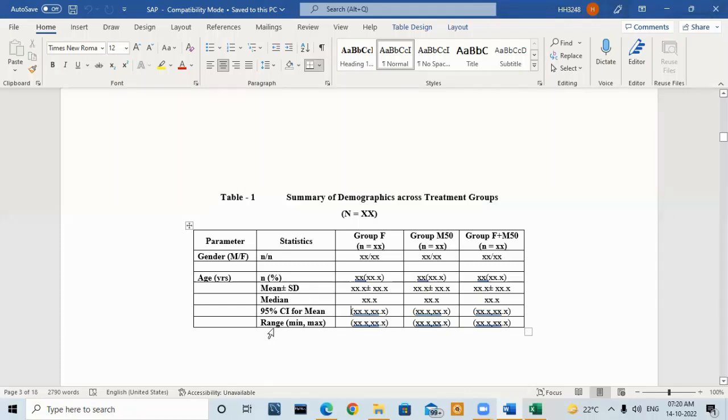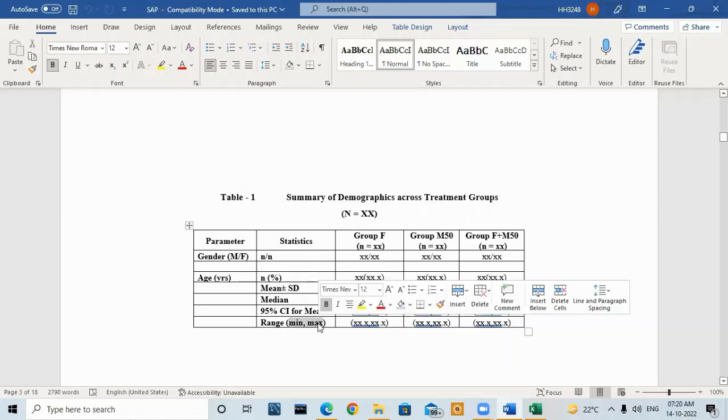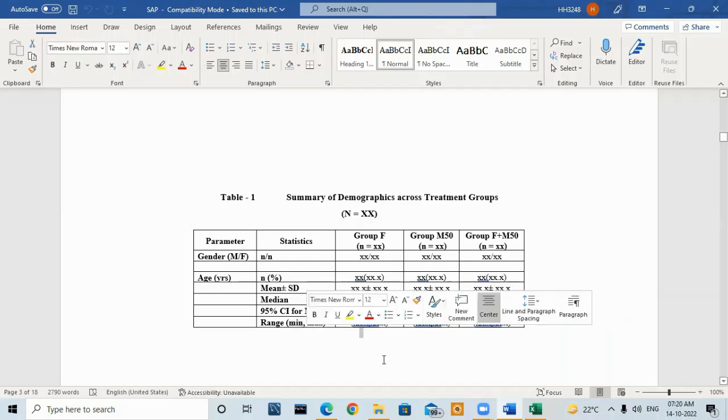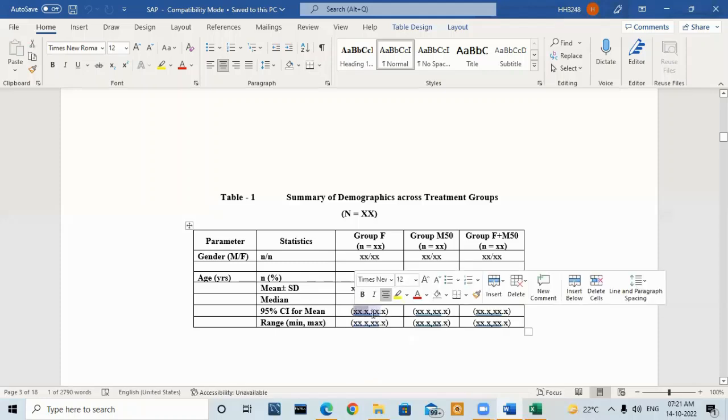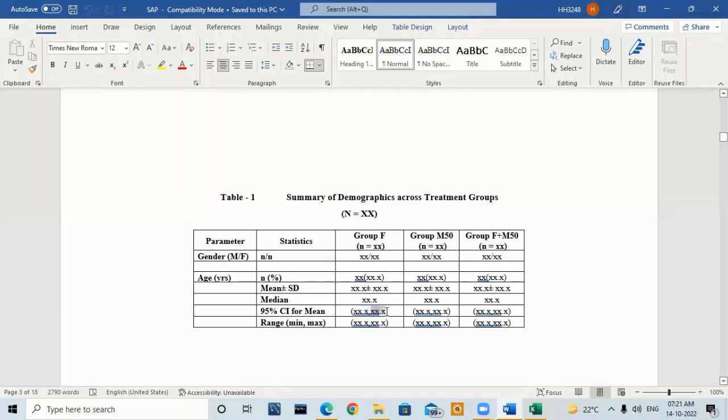Now next, one more value is there: range. See, range means what here? Range is the minimum and maximum values. Understood? Range means minimum and maximum values. Minimum comma maximum. Again, this minimum and maximum should be enclosed within the bracket. The first value is the minimum, the second value is the maximum. And in the previous line, first value is what here? Lower class limit, right?